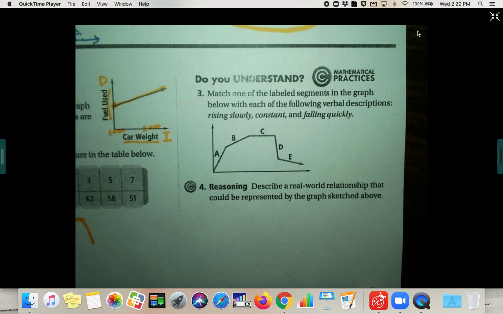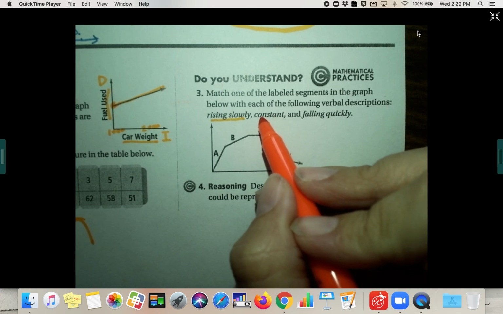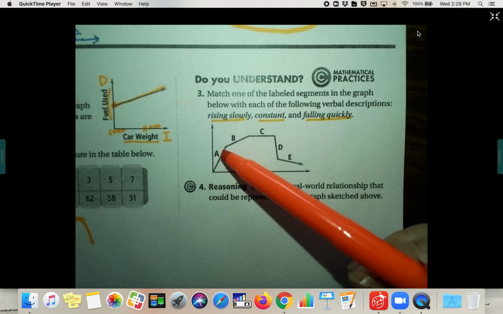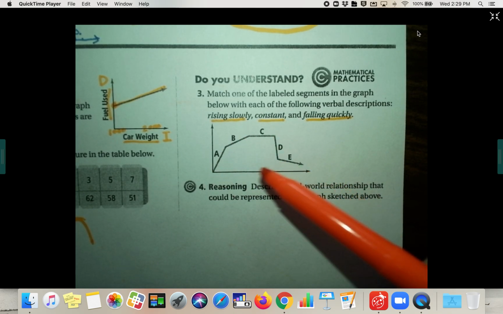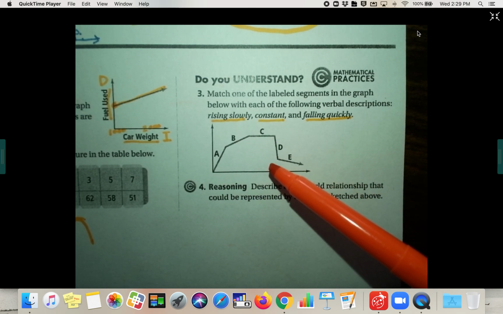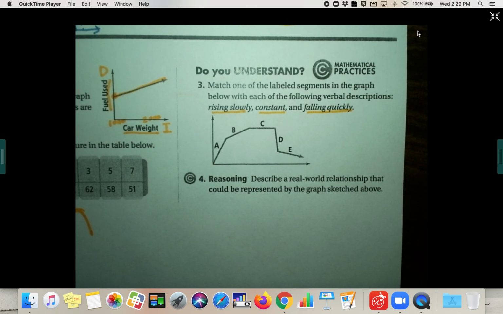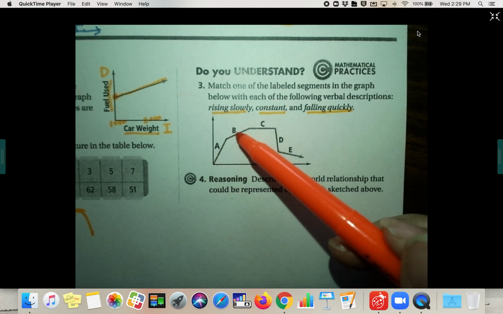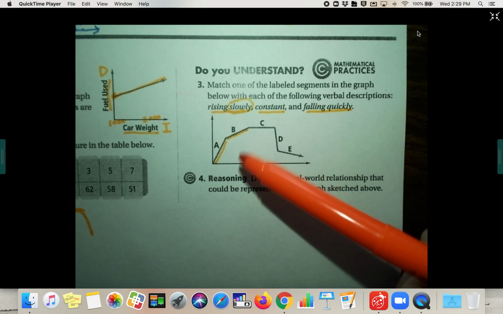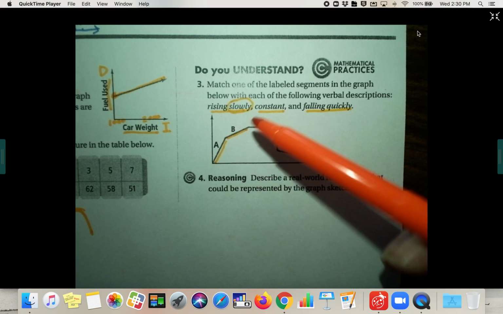All right, last one. Match one of the labeled segments with rising slowly, match one of them with constant, and then match one of them with falling quickly. So let's look at A, B, C, D, and E. One of these is going to match with rising slowly. One of them is going to match with constant, and one of them is going to match with falling quickly. So I hope that you realize that both A and B are rising, but which one would be considered to be rising slowly? A to me seems like it's rising a little too quickly. So I would match rising slowly with B.